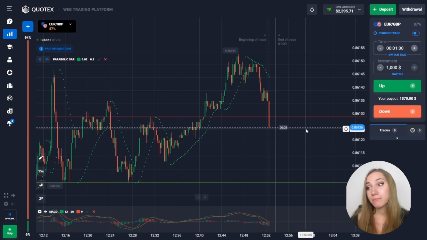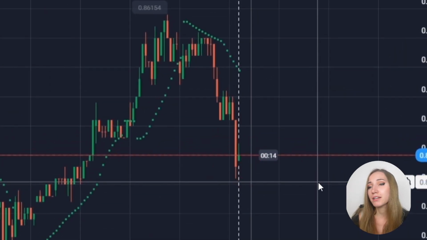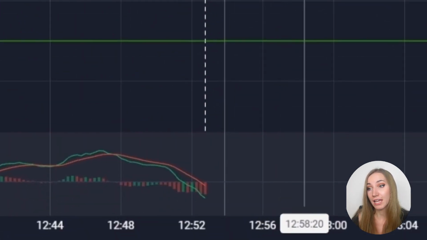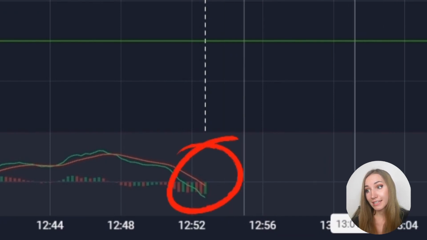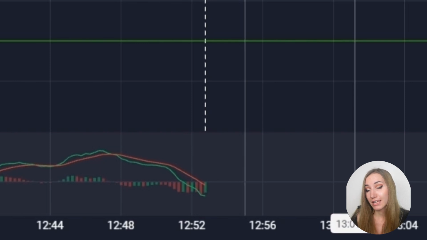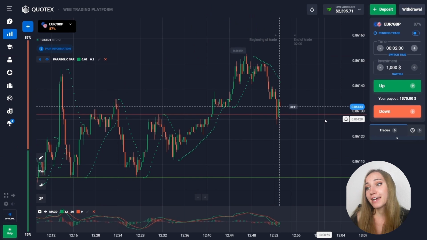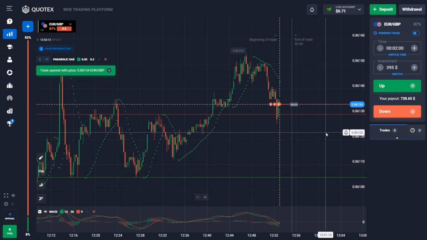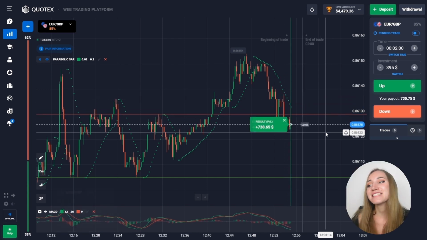Next, the price showed an impulsive red candlestick. It also tested the support level. Parabolic dots are above the chart at a great distance from the price movement. MACD moving averages are crossing the zero level. The green line is moving much lower than the red one. So we take into account all these signals and it's a great chance to open a trade down for 2 minutes. Here we can see the price went lower and it brought me my profit.